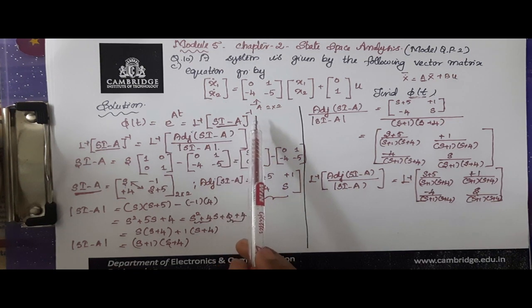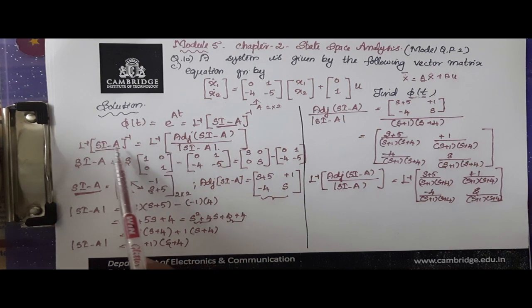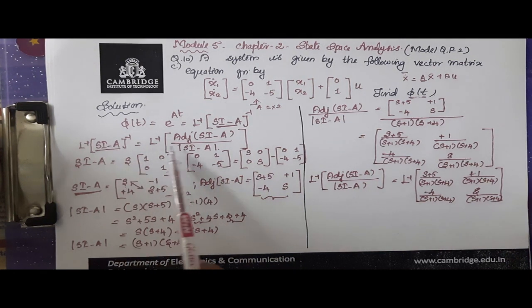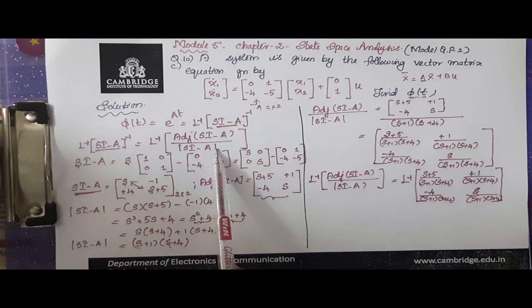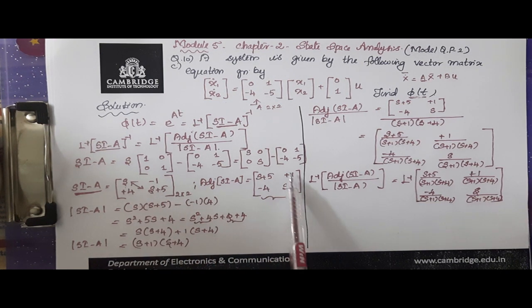SI minus A, the whole inverse, is given by adjoint of SI minus A divided by determinant of SI minus A. So adjoint of SI minus A is nothing but we have to interchange the diagonal elements and change the sign of the rest of the elements. I have done it here. And once after finding adjoint of SI minus A, we have to find the determinant of SI minus A, which is seen here.